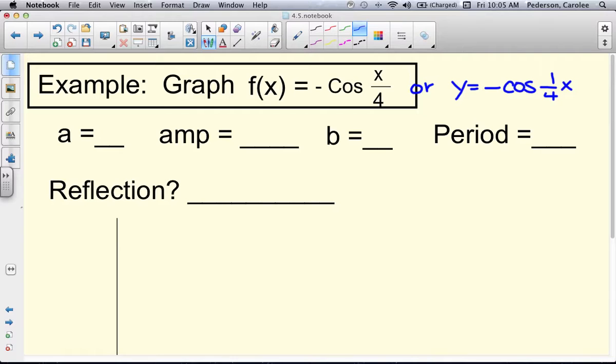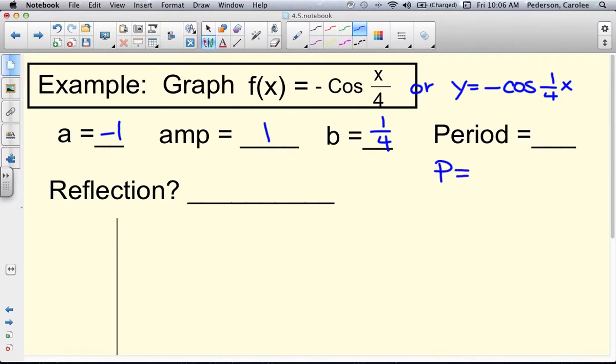Yep. Okay. So my a value. What is the value of a? It's -1. What's the amplitude? It's 1. Absolute value of -1 is 1. What's the b value? 1/4. So now let's see how that 1/4 changes my period.